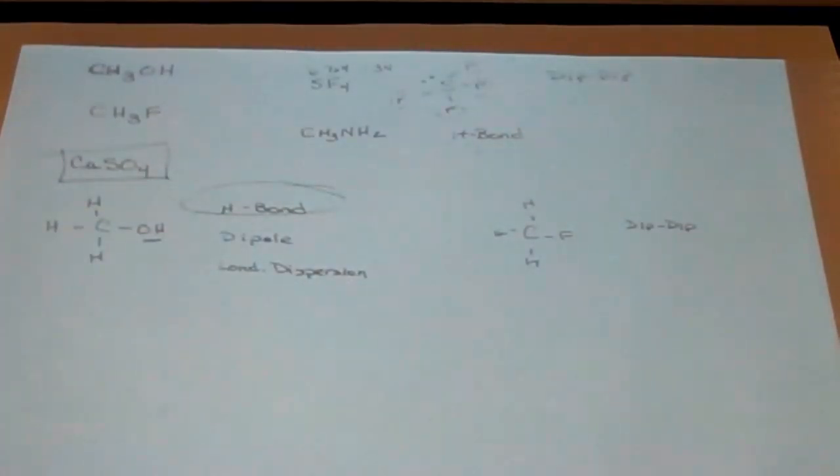All right, so our last one is the calcium sulfate. How many people think this is ion-ion? All right, hydrogen bonding, dipole-dipole, dispersion. All right, half of you aren't raising your hands here, so you're not making any guesses.